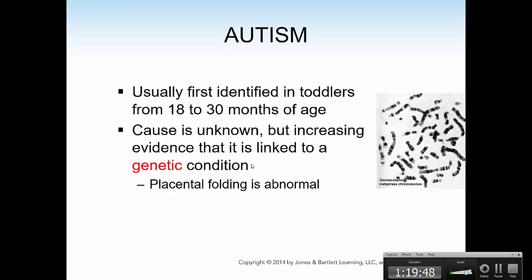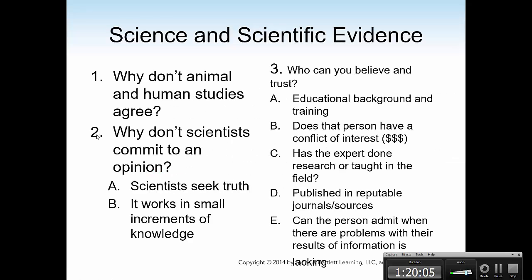Little side note: before a child has even been vaccinated, you can predict whether a child will have some autistic spectrum disorders based on how the placenta is folding. So that's one of the things that we know as well. That's a little side note.